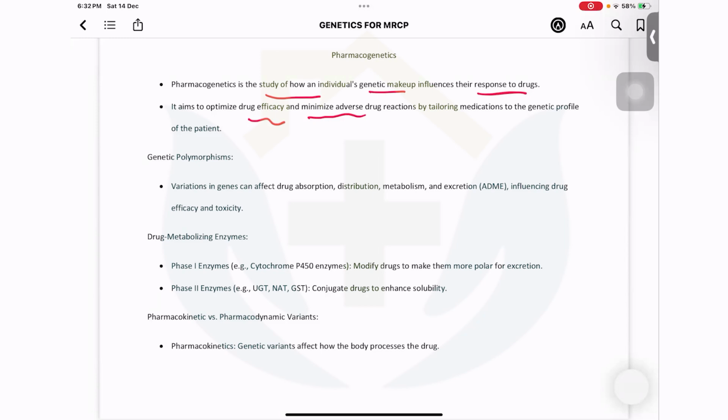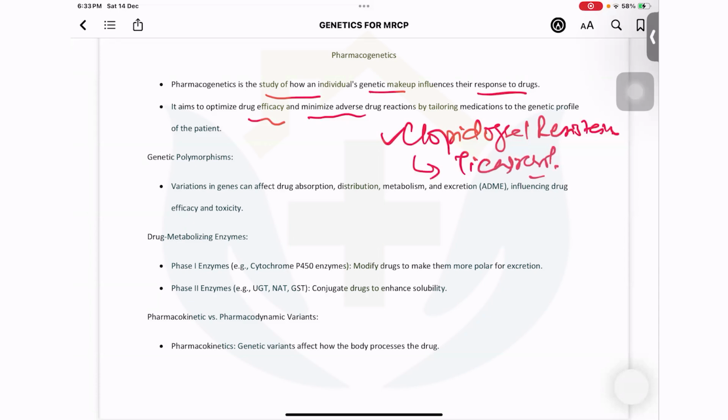Anybody heard about clopidogrel resistance? This is another question that usually comes in the exams. So clopidogrel resistance is also genetic. If somebody is resistant to clopidogrel, the patient will have instant thrombosis and will need to be shifted to ticagrelor. Are you understanding what I'm saying?